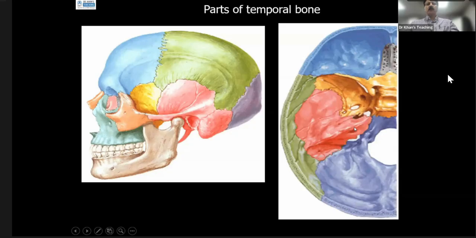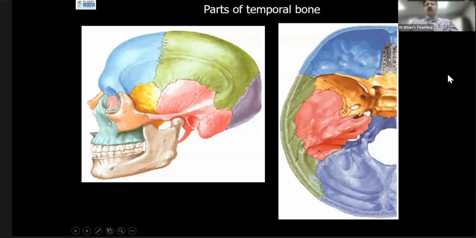So coming back, there are 5 parts of temporal bone: squamous part, mastoid part, tympanic part, styloid, and the petrous part. Out of these parts, we are most interested today in the petrous part of the temporal bone. Now, from here, let's go to the concept of base of skull. Base of skull is going to be our curriculum next time, but you have to have an overall concept.